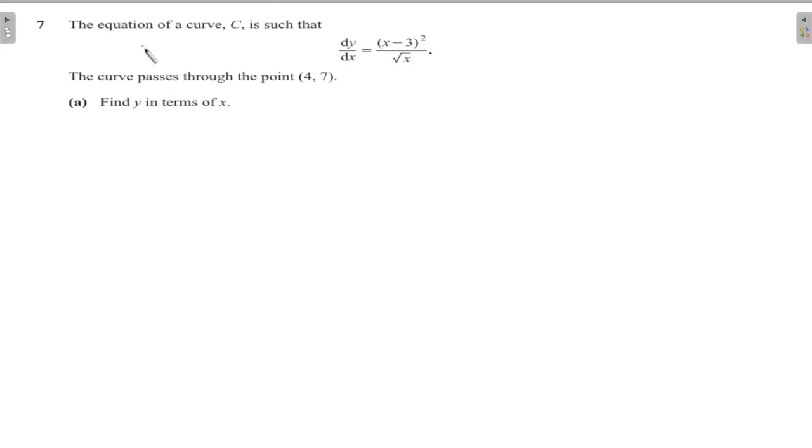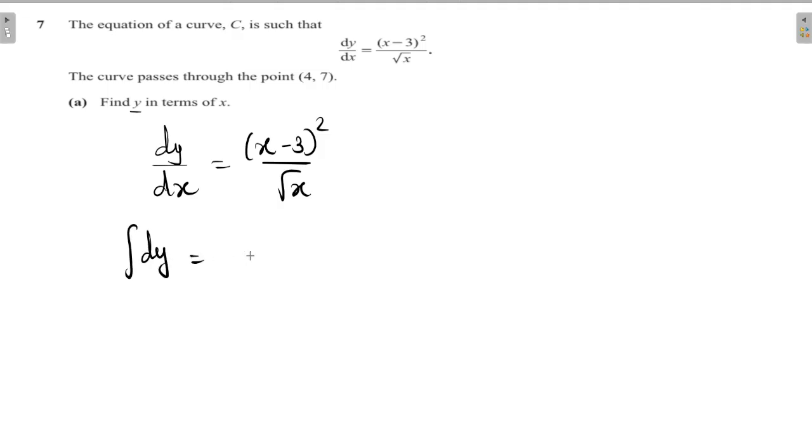Question number 7. The equation of the curve C is such that dy/dx = (x − 3)² / √x. We have to find y in terms of x. When we integrate the given expression, we can find the curve y. So ∫dy = ∫ (x − 3)² / √x dx.